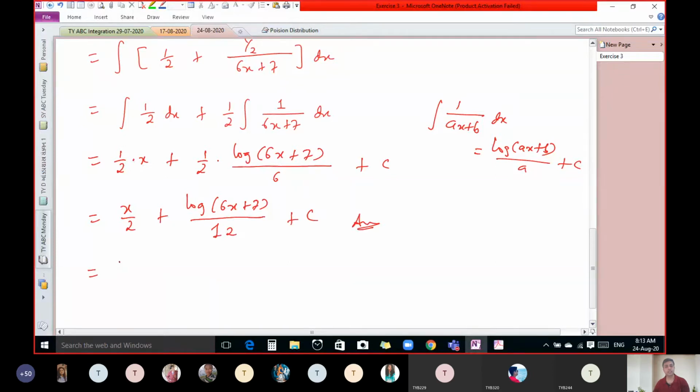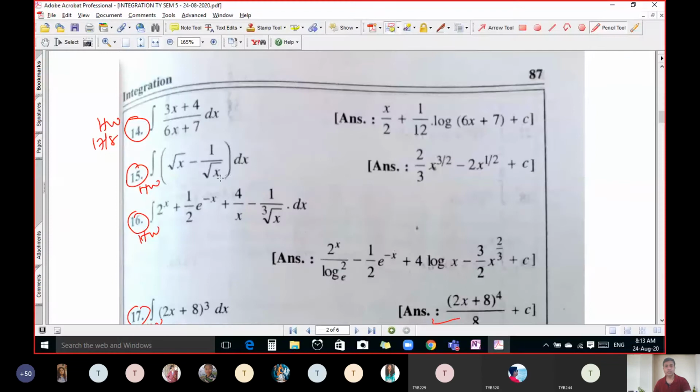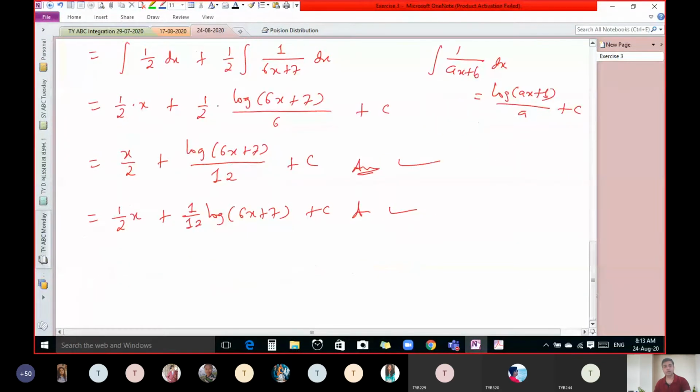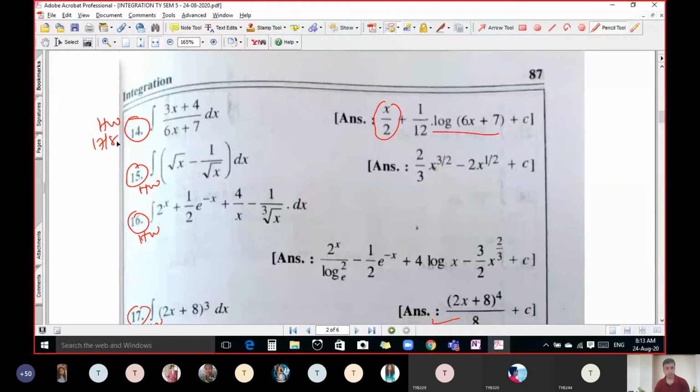This answer you can write like this also: 1 by 2 into x plus 1 by 12 into log (6x plus 7) plus c. So either you can write this as the answer or this as the answer, it's the same thing. So see the answer for question number 14. It is x by 2 plus 1 by 12 log (6x plus 7). So it's the same thing. So that is the answer for question number 14.